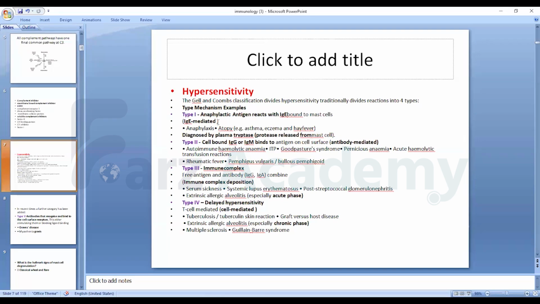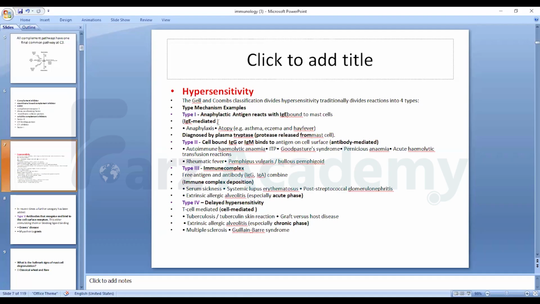Type 2 is cell-bound IgG or IgM which bind to the antigen on the cell surface. So this is antibody mediated. Examples you have to remember: like type 1 you have to remember asthma, eczema, hay fever. Type 2: autoimmune hemolytic anemia, ITP, Goodpasture syndrome, pernicious anemia, acute hemolytic transfusion reactions, rheumatic fever, and pemphigus vulgaris.